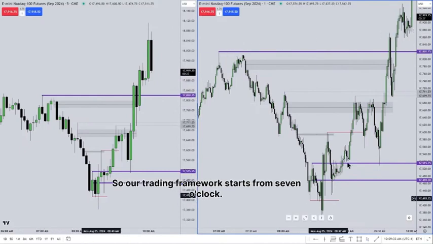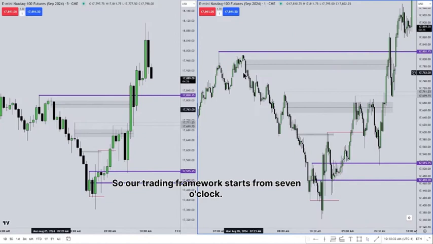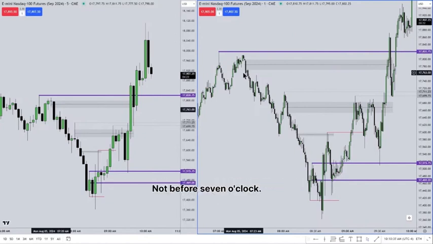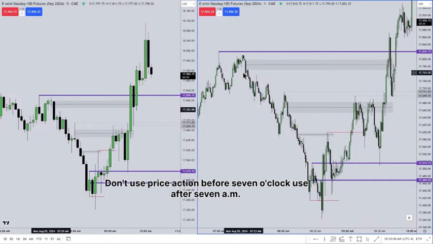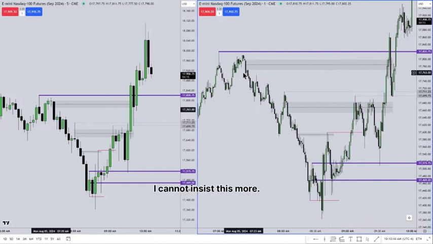I don't think so. So our trading framework starts from 7 o'clock, and after that, look for swing highs and lows to form. Not before 7 o'clock. Don't use price action before 7 o'clock. Use after 7 a.m. price action. I cannot insist on this more.